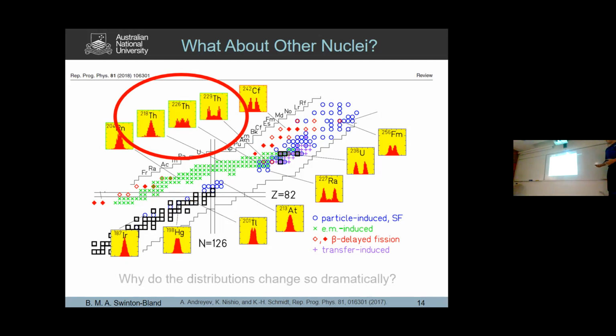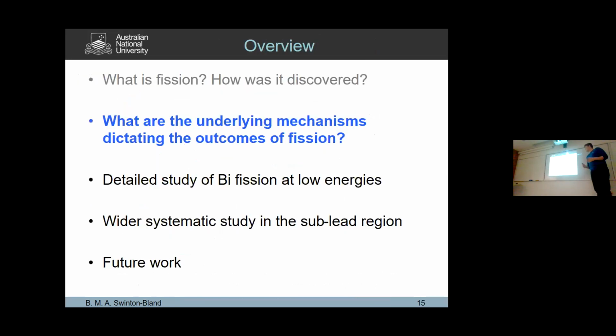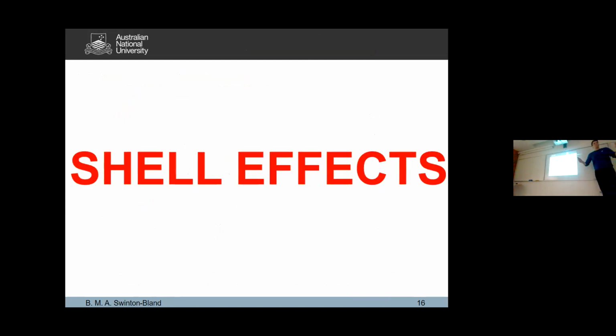So the question remains, why do the distributions change so dramatically? What is behind all of this? And that's where we move on to the next part of the talk, where hopefully we'll go through the underlying mechanisms that dictate the outcomes of fission. Now, I think every one of us is a nuclear physicist in here. So the answer to most problems in nuclear physics, and also the cause of many problems in nuclear physics, is of course shell effects. Shell effects are the answer. We've done it. Let's move on.